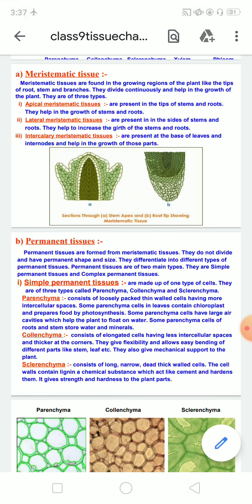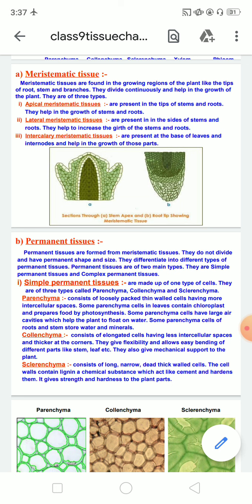Lateral meristematic tissue is basically present on the sides. Apical means at the top, so it is present at the tip, and lateral means on the sides, so it is present on the sides of the stems and the roots. This is how you can remember it. Intercalary meristematic tissue is basically present in the nodes at the base of the leaves and the internodes, and helps in the growth of those parts.